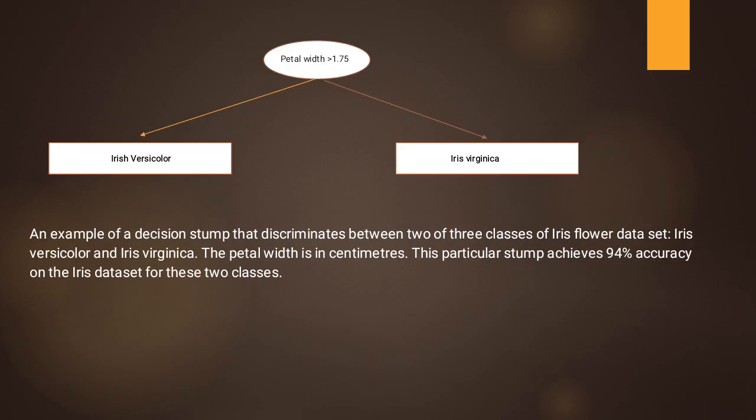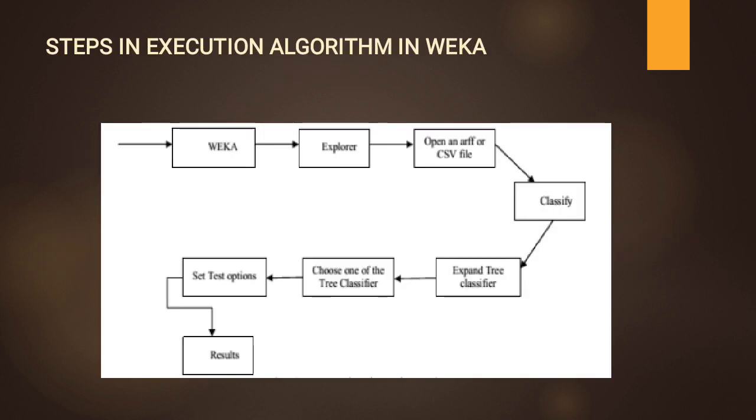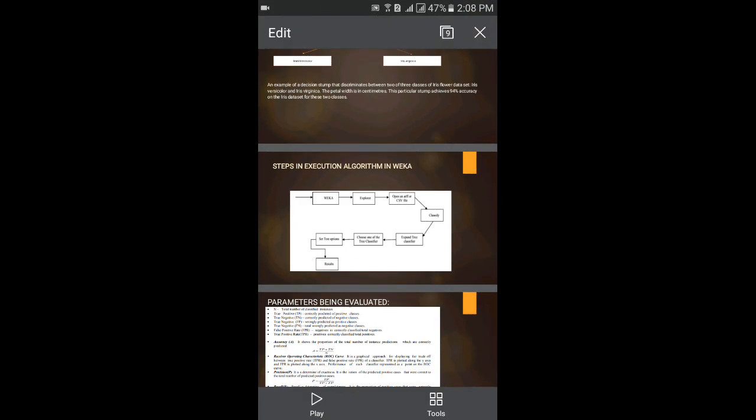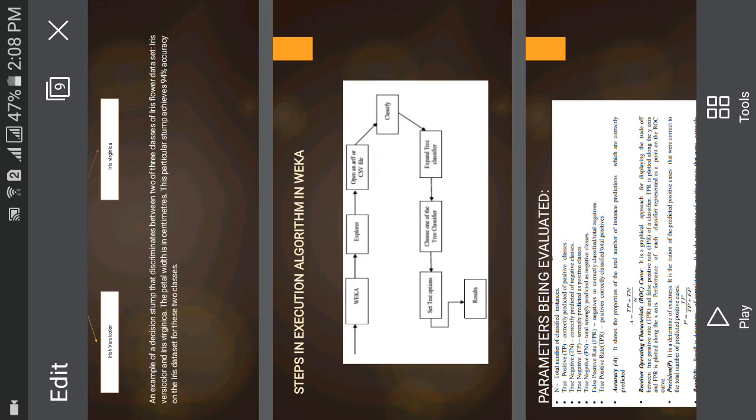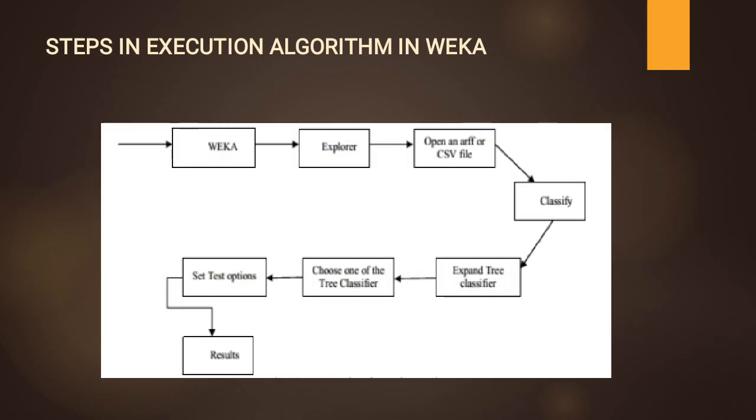As you can see, there is only one level starting from the root node, and the graph is only of a single level. So in order to execute the machine learning algorithm, we have to follow these steps.